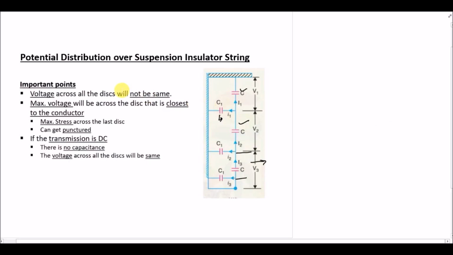And by explaining these two capacitances, there are a few important points that we concluded. The first one was that the voltage across all the capacitances was not the same because of that shunt capacitance. Before that, if we were only considering the self capacitance, the voltages were equal. The second point is that the maximum voltage will be across the insulator that is closest to the conductor, because it has the maximum current I3 passing through it, and as the current moves away from the conductor towards the grounded tower, the current will start reducing because of the leakage current through the shunt capacitance. So these are the few points that we discussed in the last lecture.